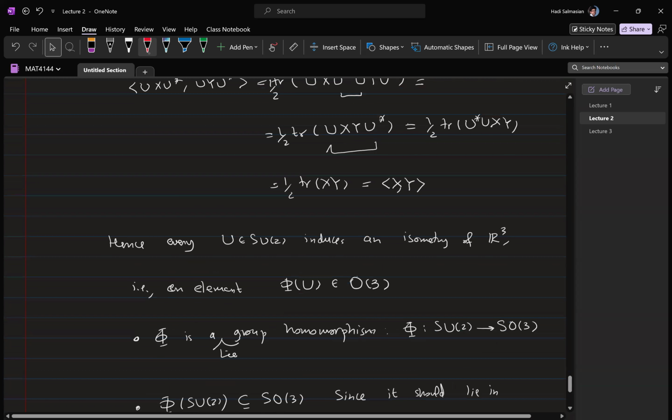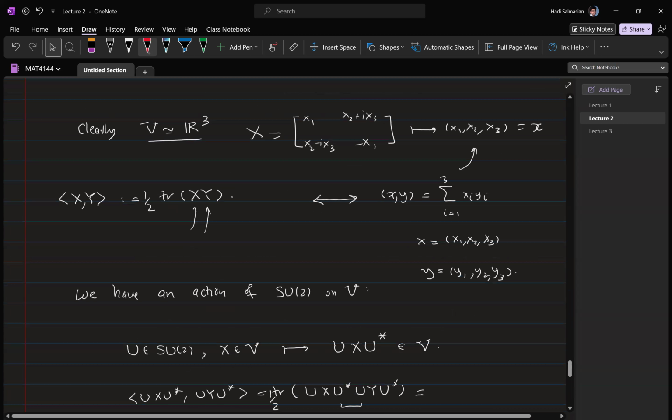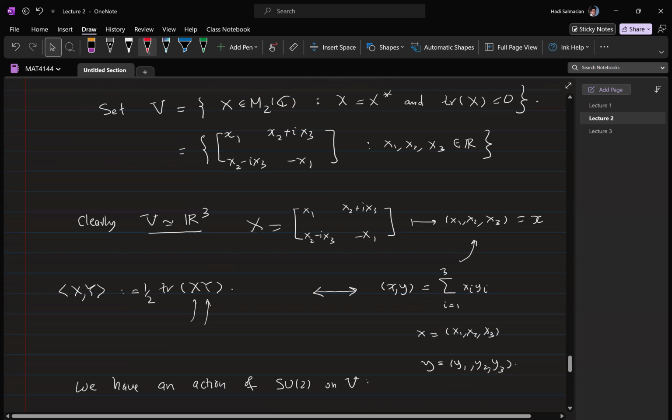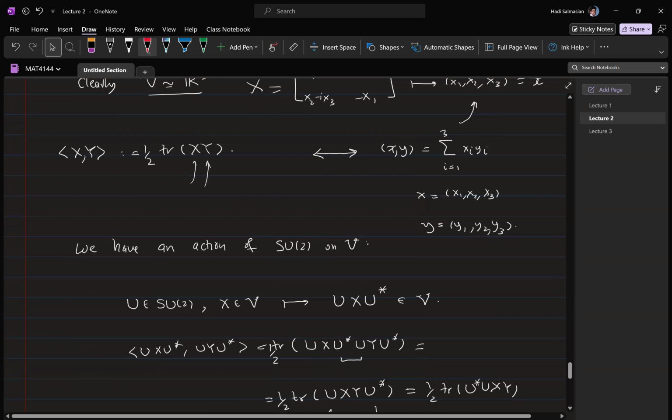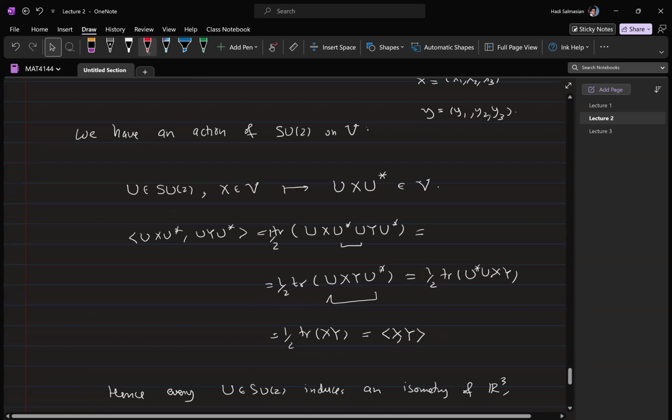But the main point is that we have this homomorphism from SU2 onto SO3 with the kernel being plus minus 1, which is still a discrete subgroup. As a subset of SU2, it's discrete, closed, and every single point is closed. Well, maybe the complement of a point is open also. So anyway, it has a discrete topology. And again, here SU2 is a simply connected cover of SO3.